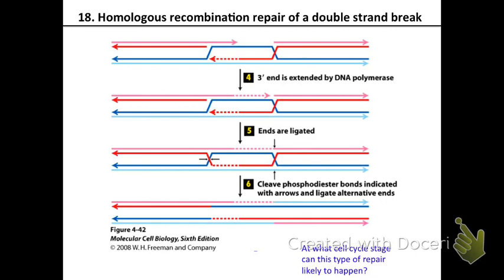All right. At what cell cycle stage is this type of repair likely to happen? G1? Mitosis? Which one? Interphase. Interphase, yes. Which phase of the interphase would this happen? S phase, when the sister chromatids are right next to each other because cohesin is holding them together, right?